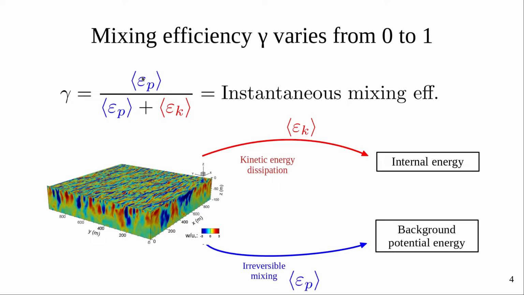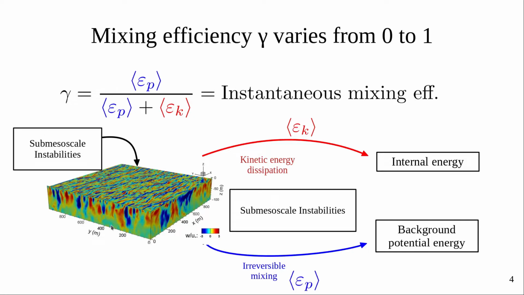We know that submesoscale instabilities affect the rate at which energy goes from the submesoscales to the small scales of the flow, but I also argue in this presentation that they can also control the rate at which energy goes to either kinetic energy dissipation and therefore to internal energy, or to background potential energy through irreversible mixing.